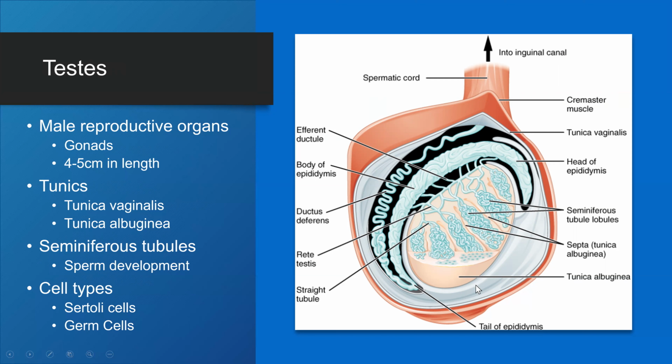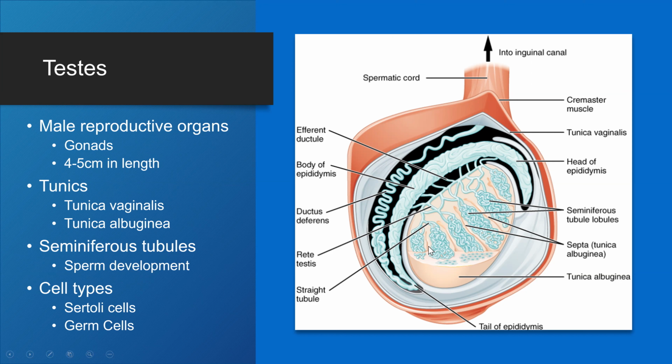A tunica vaginalis is a serous membrane. So we will have visceral and parietal tunica vaginalis. I don't see it, yeah, it shows over here. That's the white structure over here, tunica vaginalis.